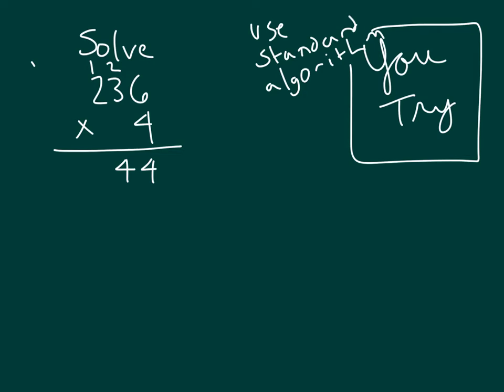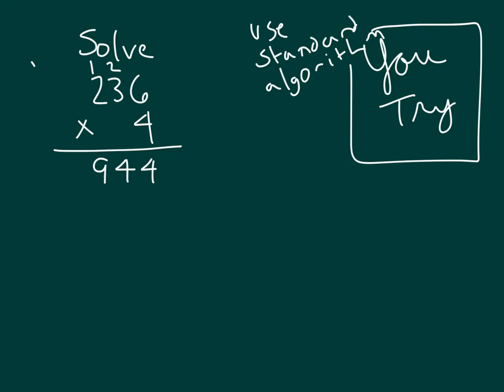Finally, you have this here. We have 4 times the 2 hundreds, which is 8 hundreds, plus 1, which is 9 hundreds. So that 236 times 4 does equal 944 using that standard algorithm.